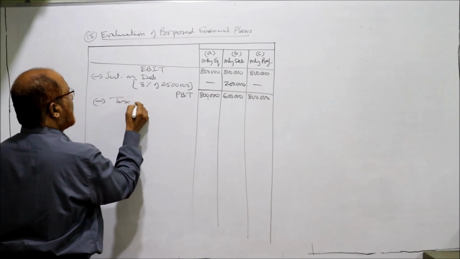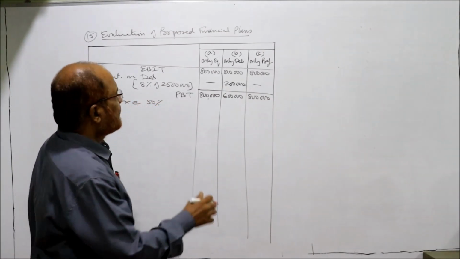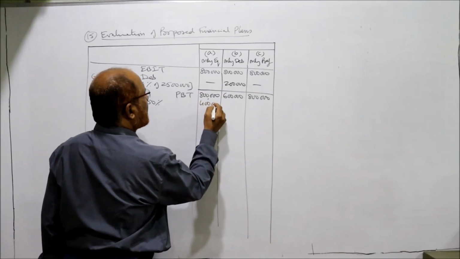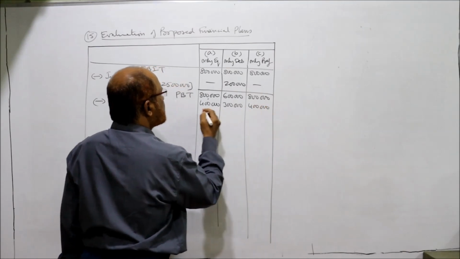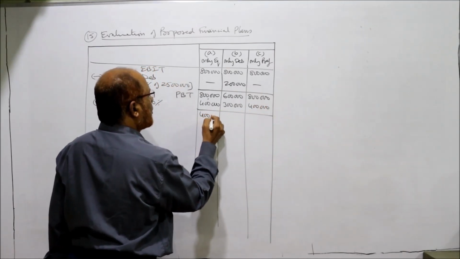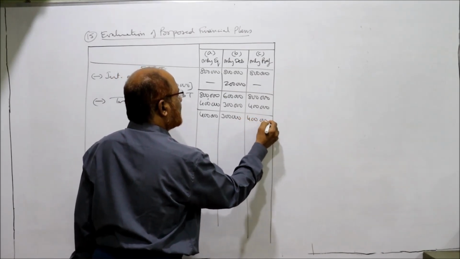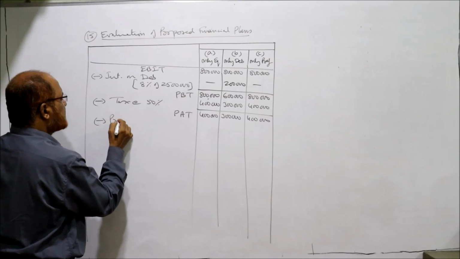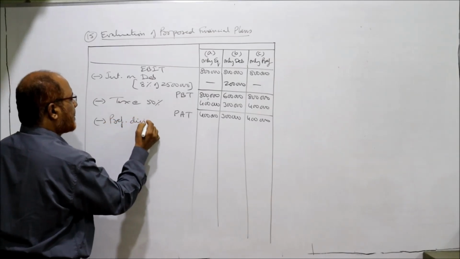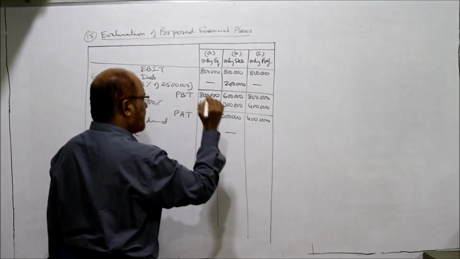Less tax at the rate of 50%. So it is 4 lakh, 3 lakh and 4 lakh. Subtract it, you will get 4 lakh, 3 lakh and 4 lakhs. This is called PAT. Less preference dividend. The preference share capital is there in the C plan. A plan, B plan we don't have.